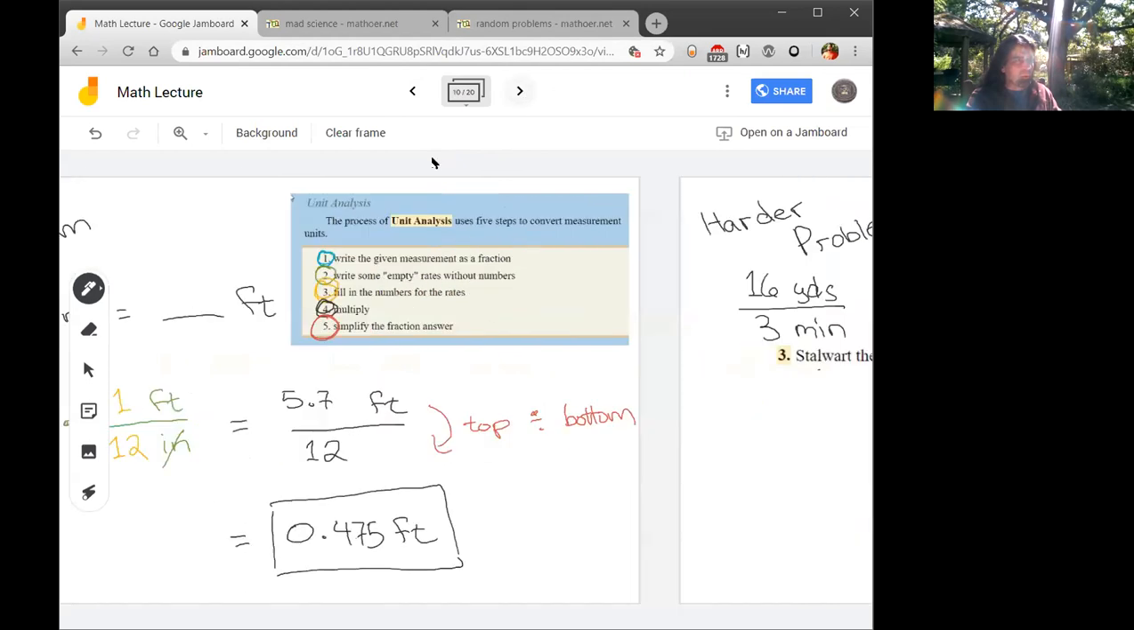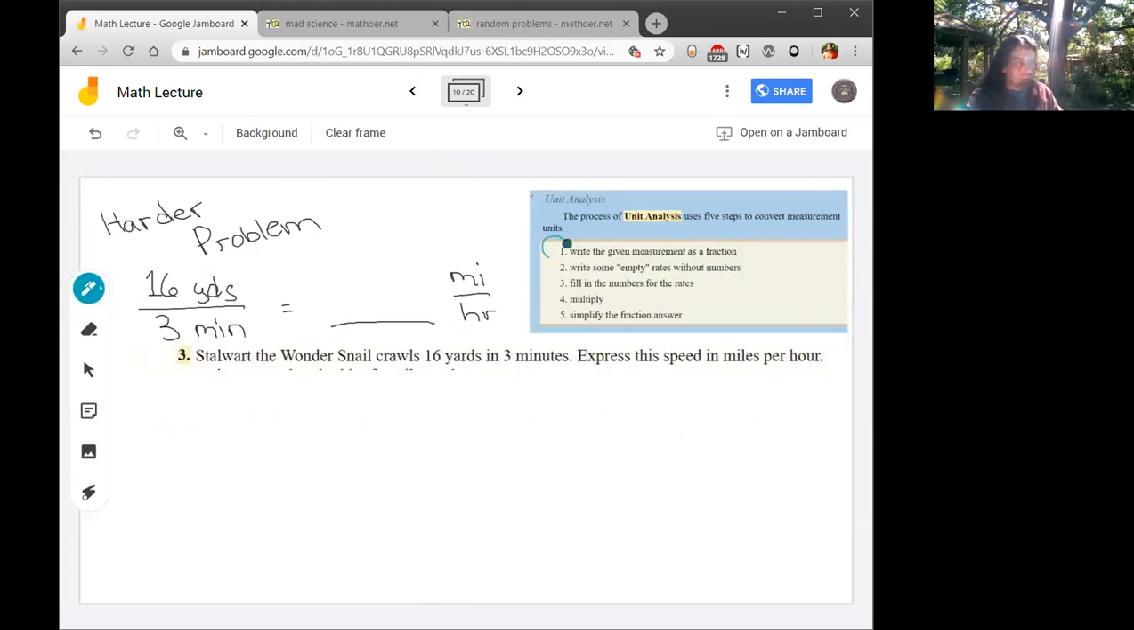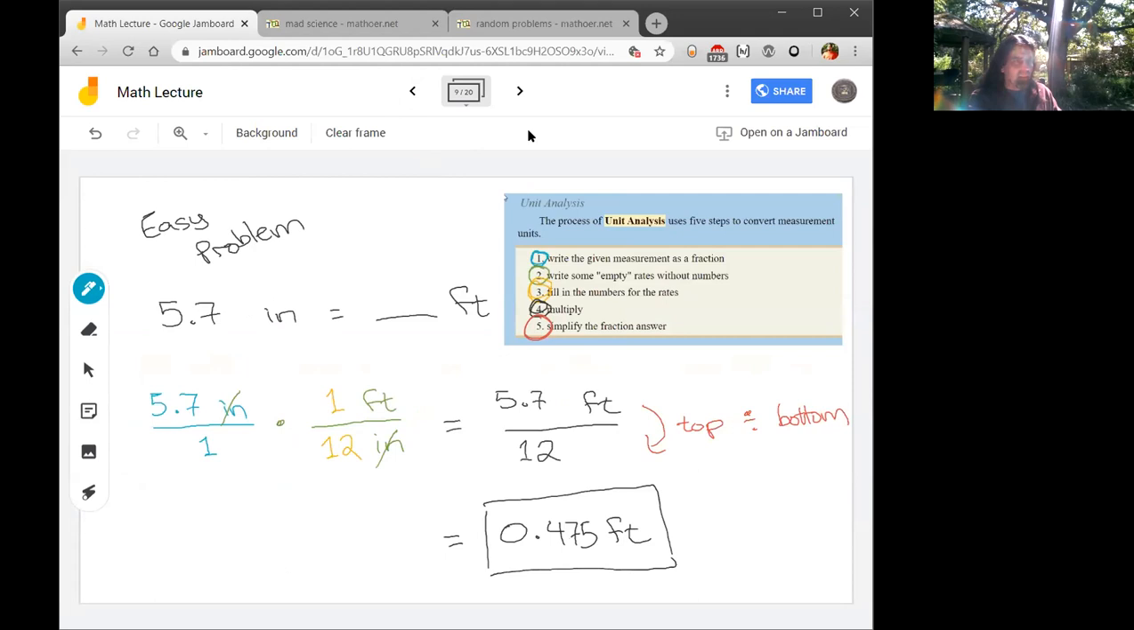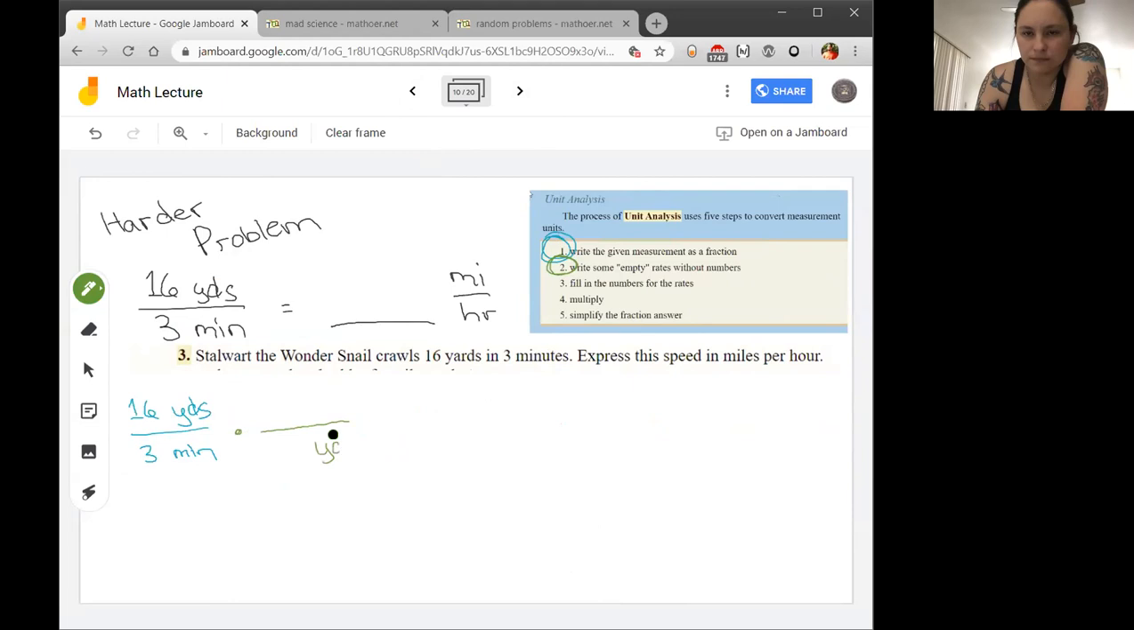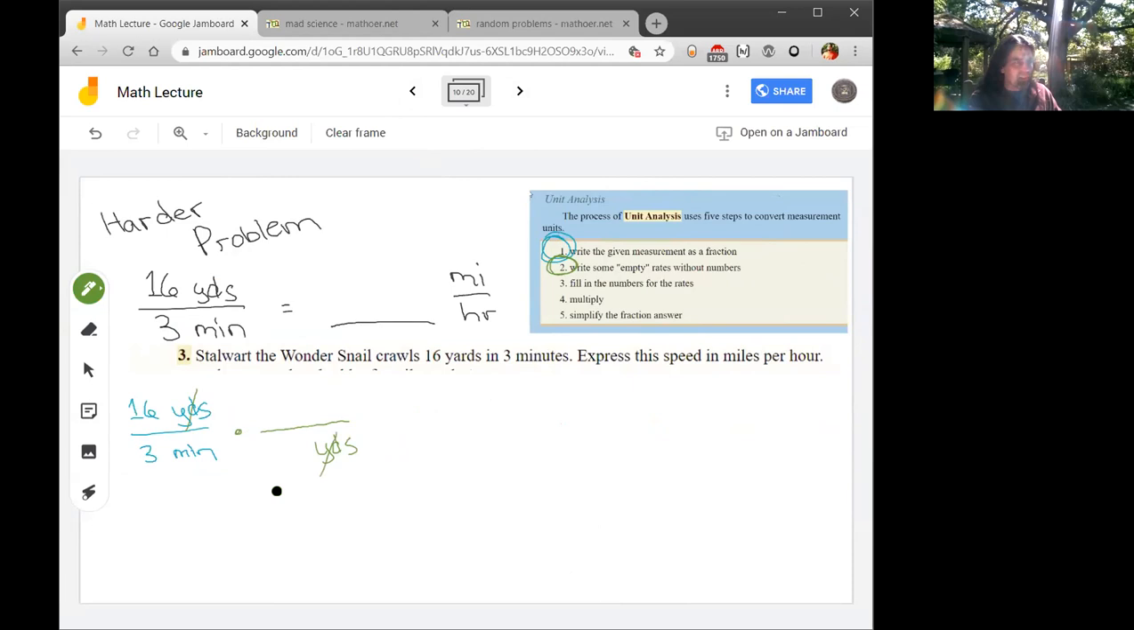Okay, so blue first. Write our given measurement as a fraction. It already is 16 yards, 3 minutes. Green, write some empty rates without numbers. So I want to get out of yards. Am I going to put the next yards in the top or in the bottom? Bottom. Why in the bottom? Because you're canceling them out. I have to cancel with something in the top and something in the bottom.